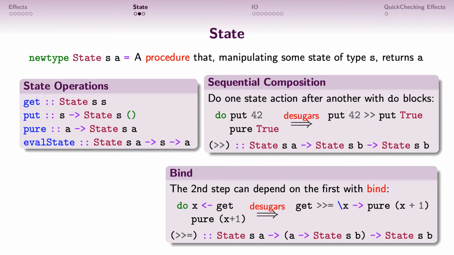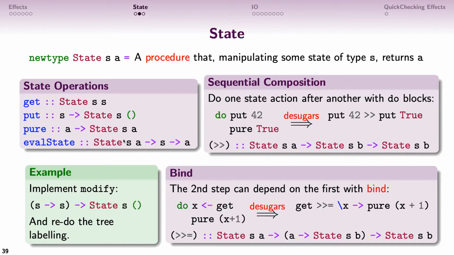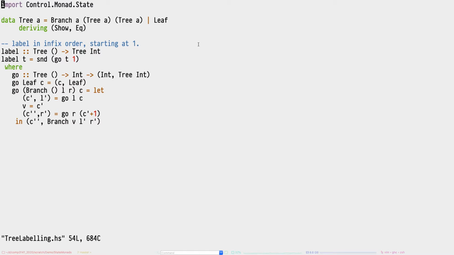Anyway, let's use some of this notation and put it into practice by implementing another built-in state function called modify. Modify takes in a function from S to S, and gives you a stateful computation that will run this function on the current state. And it'll just return unit.